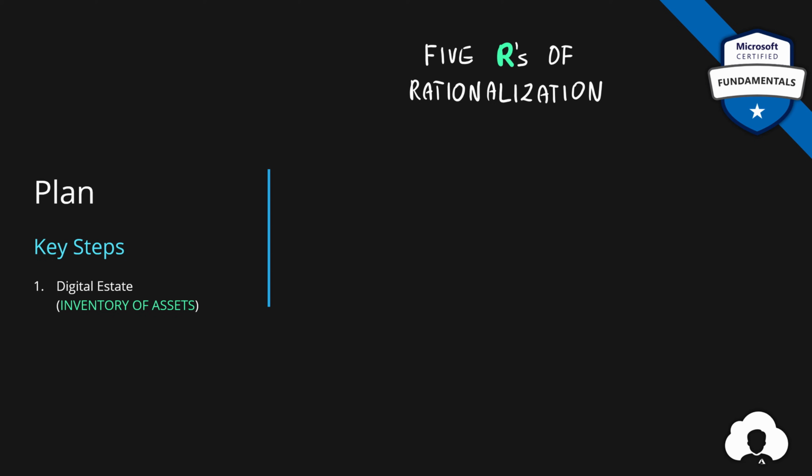So for each digital asset that you find in your company, you want to assign one R. First, we have rehost. Rehost means that we take an existing application and we move it to the cloud without any changes. This typically means moving existing applications into infrastructure as a service, so deploying them into a virtual machine or a container. Another R is for refactor.